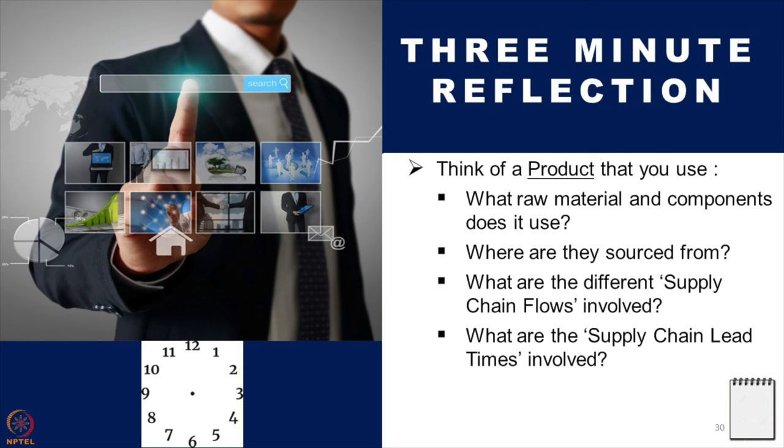Think about what would have been the supply chain flows involved. Electronic or chemicals or commodities. What is the supply chain flow? Try to visualize it or research it on the internet. And think about what is the production lead time and the delivery lead time for that product, starting from the raw material all the way to your house. And as you start thinking about it or researching it on the internet, you will develop an understanding of the basics of supply chain. So please reflect for 3 minutes.